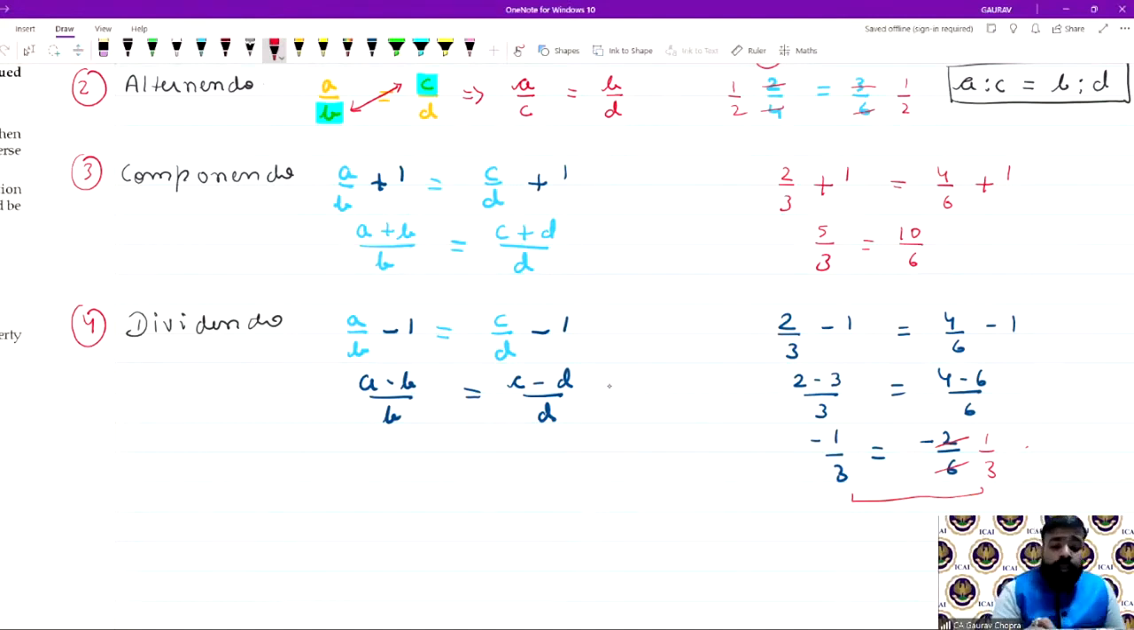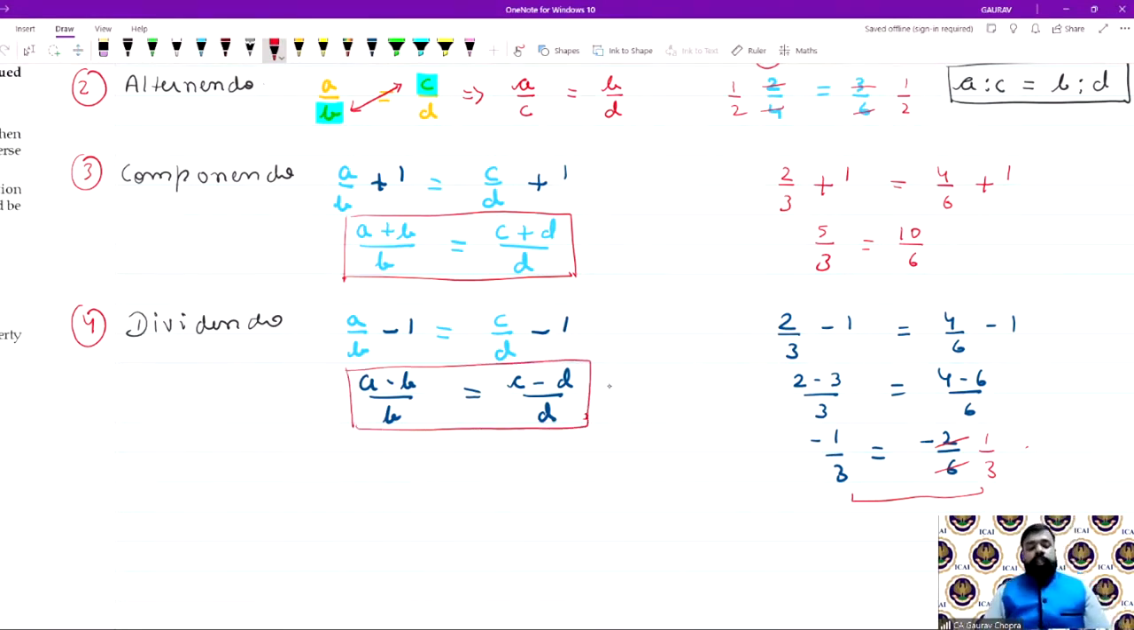So basically, what becomes the formula for componendo and dividendo? For componendo, just add both the values. That is, if A by B is there, we have to do A plus B upon B. And C by D, we have to do C plus D upon D. And in dividendo, instead of plus, we have to put minus sign. This becomes dividendo. So only we have to do +1 and -1 and not any other value. Okay.